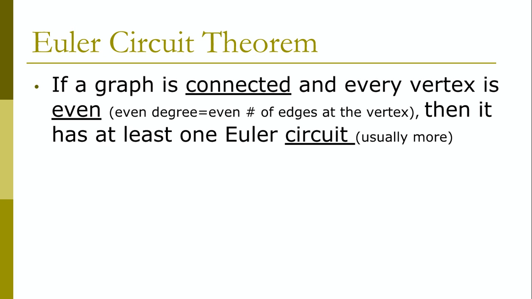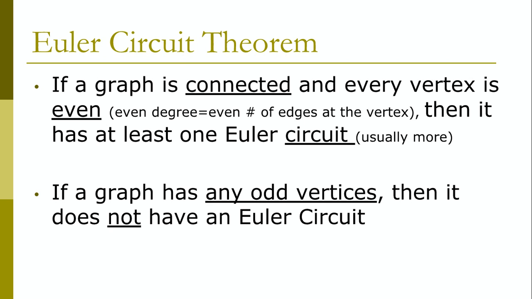The first is the graph has to be a connected graph. And remember, the definition for a connected graph is you have to be able to get to every single one of the vertices on the graph. And every vertex has to be even, meaning it has to have an even degree. The degrees at each of the vertices have to be even. And if that's the case, then you have at least one Euler circuit. Usually there are a lot more than just one Euler circuit, but there is at least one. If the graph has any odd vertices at all, then it does not have a Euler circuit, because all of the vertices have to be even.